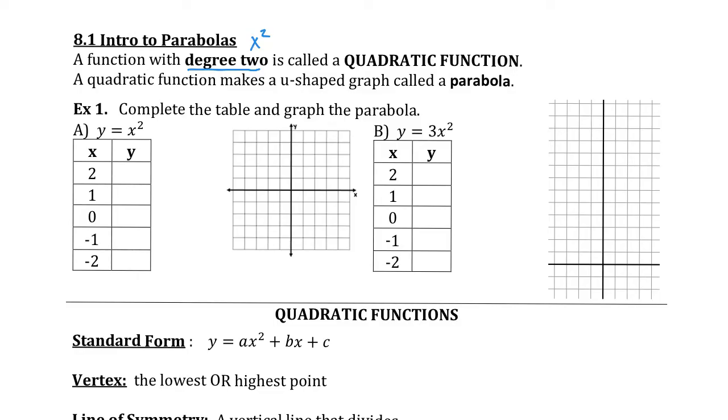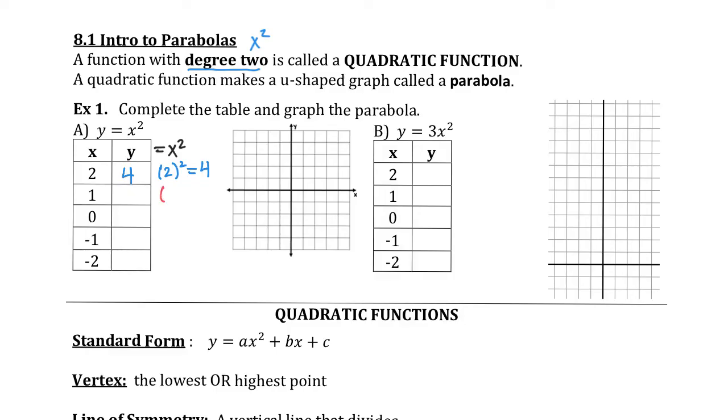So for example 1, we're going to complete the table and draw a parabola, so we have an idea of what that will look like in the future. Okay, so for the first example A, it says y equals x to the second. I gave you some x values and I'm going to go ahead and plug them in. Okay, so let's see, y equals x to the second. The first x value I gave you was a 2. So I'm going to plug in 2 to the second power. 2 to the second is 2 times 2, which is 4.